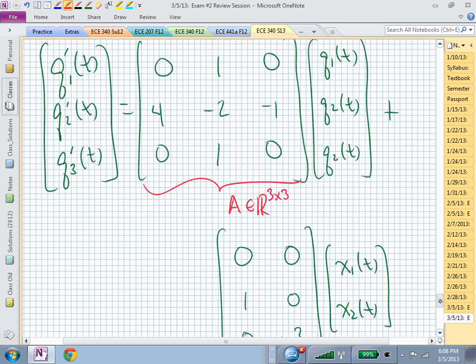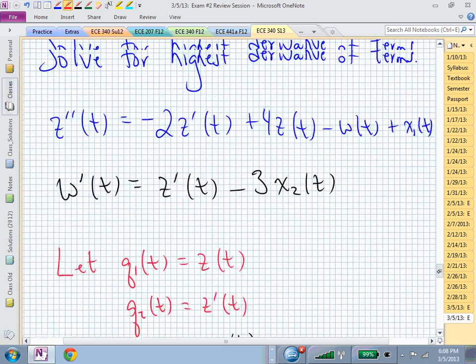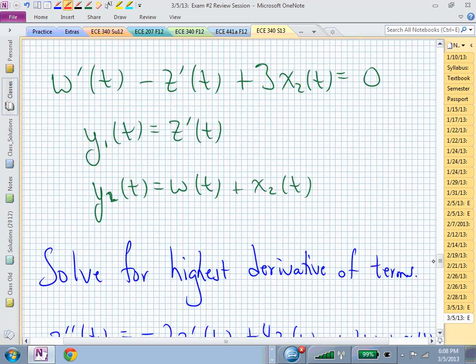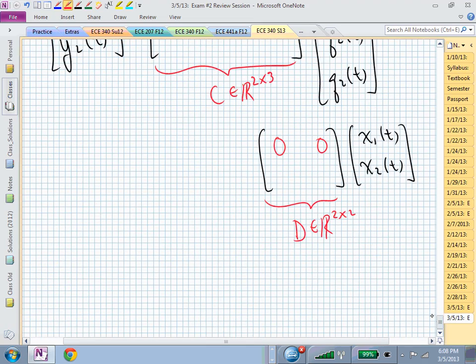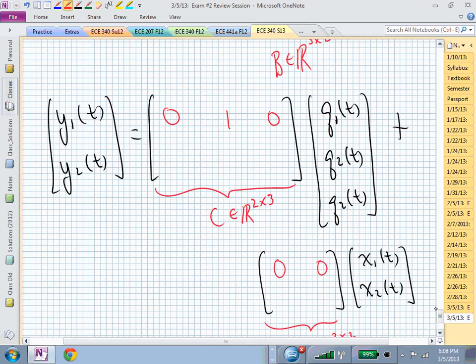The second output equation, Y sub 2, is W, which we define to be Q sub 3, plus X sub 2. Meaning we now have our C matrix is 0, 0, 1, 0, 1.